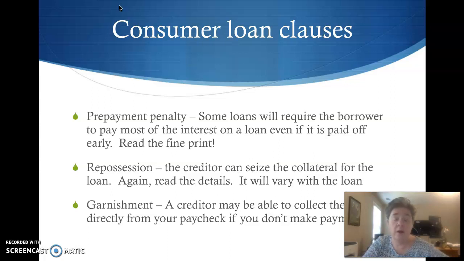The government can also do this if you, for example, had child care payments that you were delinquent on. So garnishment is a really nasty thing to get into. They can take as much as a quarter of your paycheck.